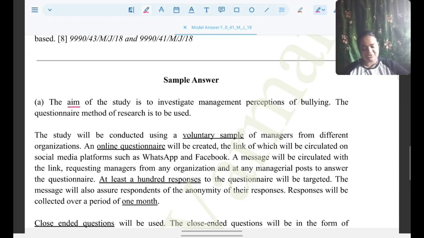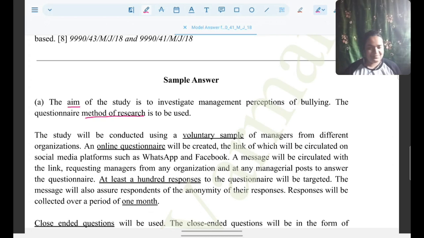That is my suggestion. Now clearly the aim of this particular study is to investigate management perceptions of bullying. The questionnaire method of research is to be used, so I've mentioned this as well. So first I've begun with the aim over here in the sample answer. The next thing I have specified is the method of research. This gives me a good beginning, a good structure to my answer, and it helps me to stay on track with my answer.